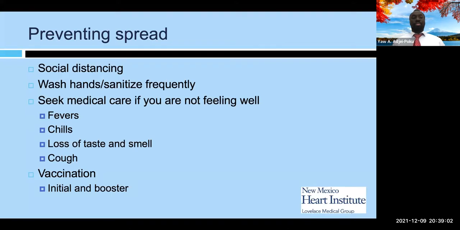The most important way to prevent spread of the virus is social distancing, washing your hands, sanitizing frequently, seeking medical care if you're not feeling well. One of the things that we saw with the pandemic is patients are scared of coming to the hospital. The main concern is patients that have COVID go to the hospital. If I go to the hospital for something else that may not be related to COVID, I may get COVID. Again, whether you have COVID or not, or you think you have COVID, if you do have any medical conditions, it's important that you do seek care in the hospital.